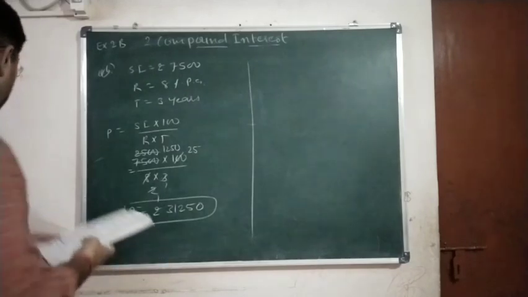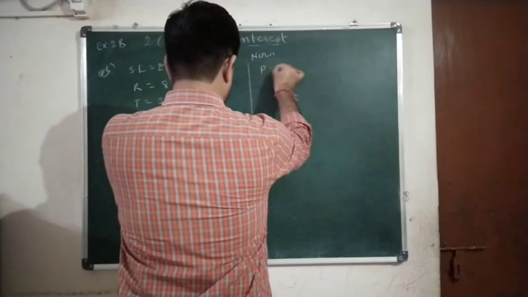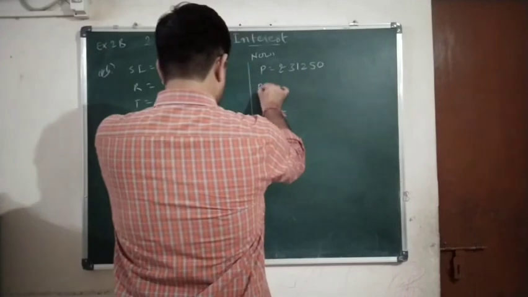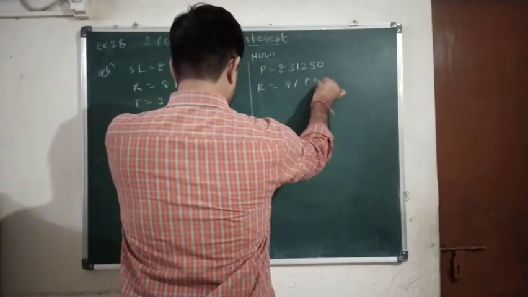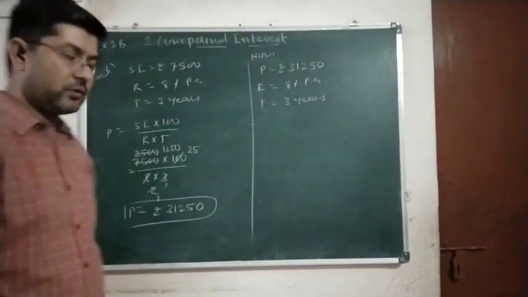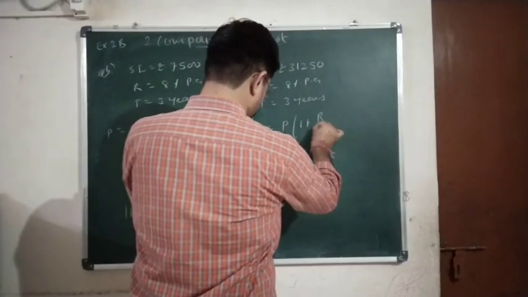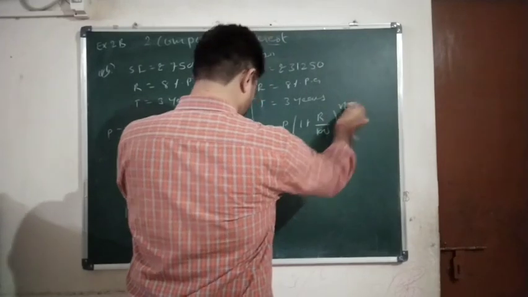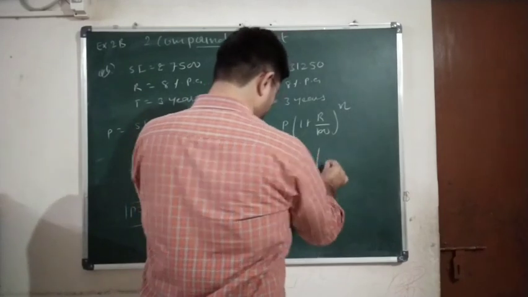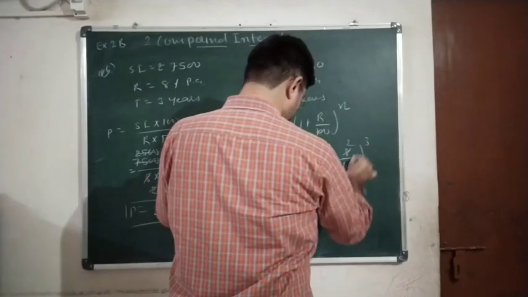So now principal we have obtained. Principal we will take to be rupees 31,250. Rate and time will be same, but now we have to calculate the compound interest. So first we will find out the amount using the formula P into 1 plus R upon 100 raised to n. 31250 into 1 plus 8 upon 100 raised to 3.